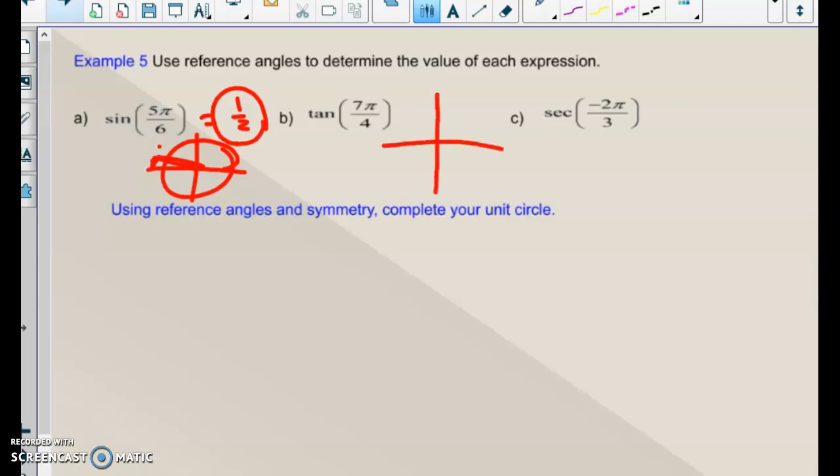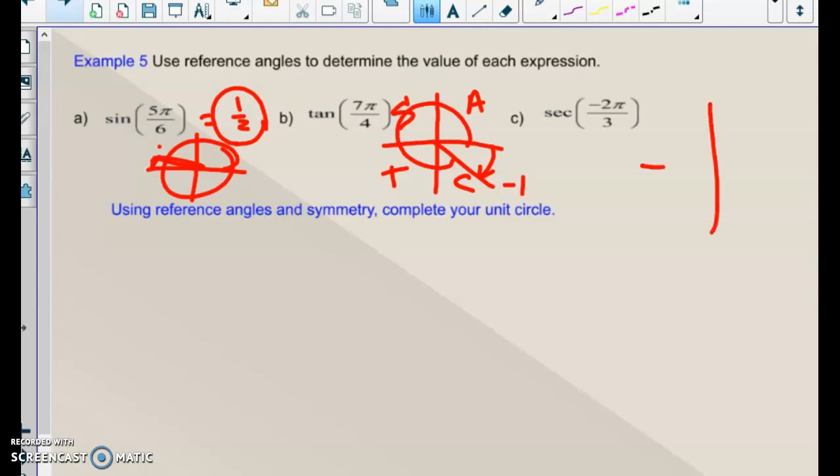Over here, if I go to my 7 pi over 4, which is down there, my reference angle, because I'm going from the horizontal, is pi over 4 down from the 2 pi. So my tangent at pi over 4 is 1. And then I'm going to say all students take calculus. So the cosine is positive, so the tangent would be negative, so that answer would be negative 1.